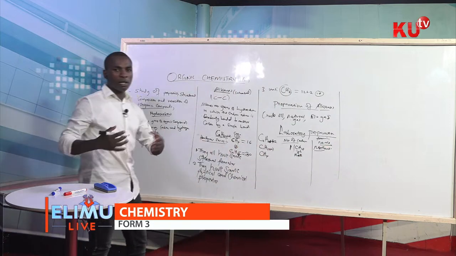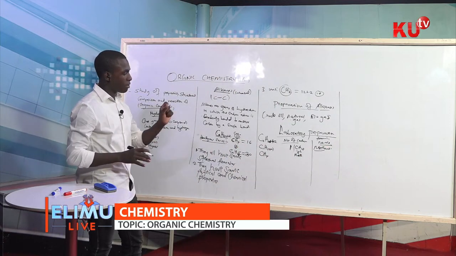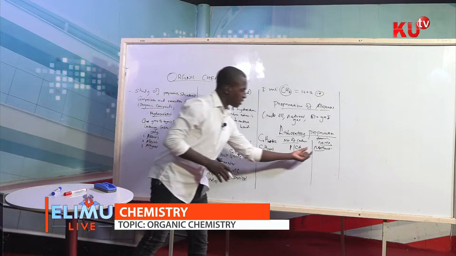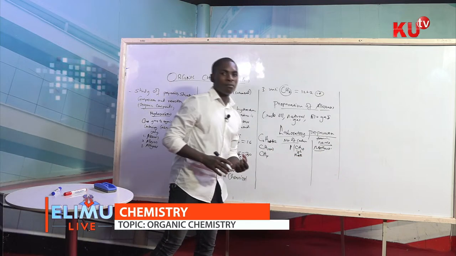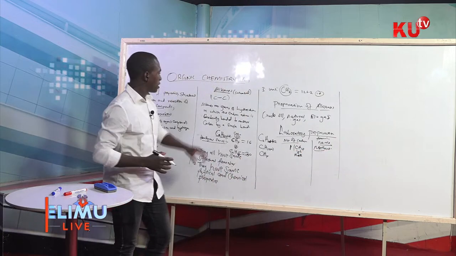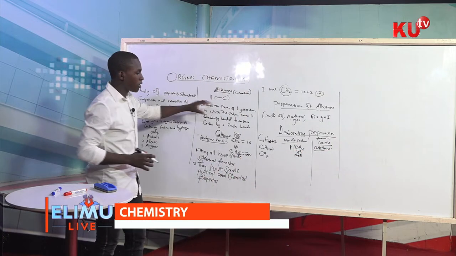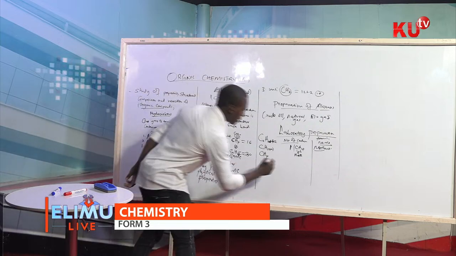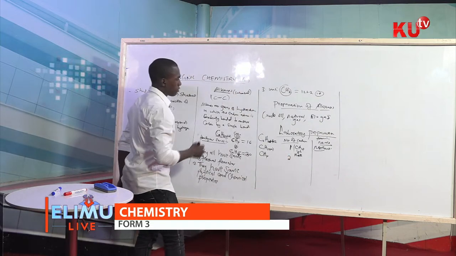So methane will become our name of the first member of alkane. And remember, the first name is the parent name, and then the second part is the suffix name from the homologous series. Okay, let's try to find out the second member of the group of alkanes.